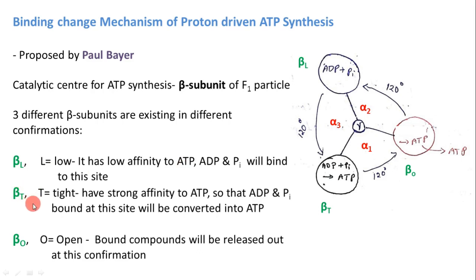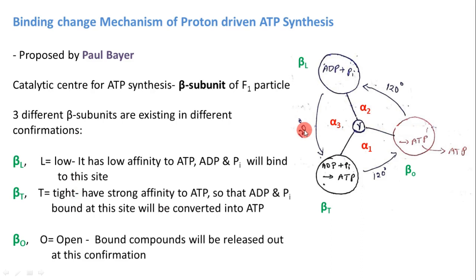Then beta T is another conformation. T represents tight, that means it has strong affinity to ATP, so that the ADP and inorganic phosphate bound at this site will be converted into ATP. So as beta T has strong affinity towards ATP, if any ADP and inorganic phosphate is there, it will be automatically converted into ATP. Then beta O, here the O represents open, that means any bound compounds will be released out of this conformation. This is an open conformation, that means no compounds have affinity towards this conformation. Whatever is bound to beta O will be released from the subunit.